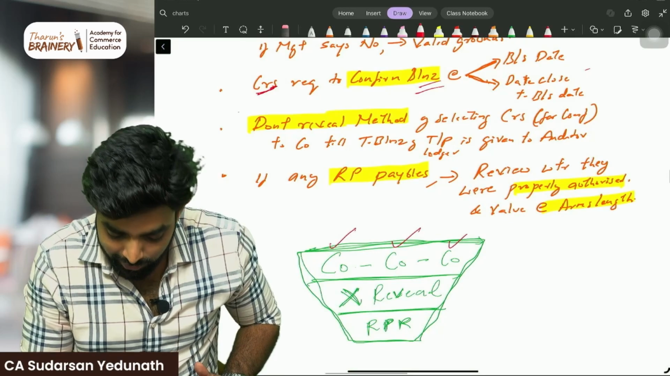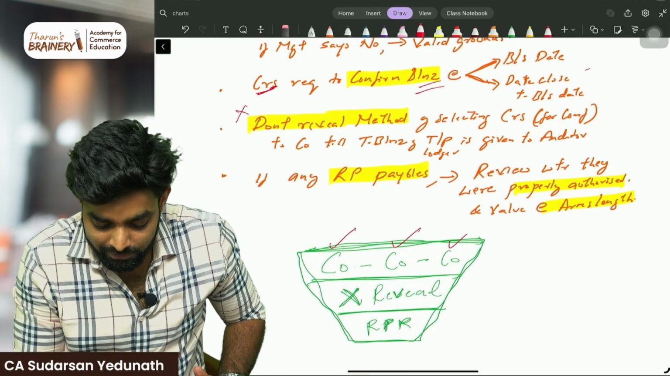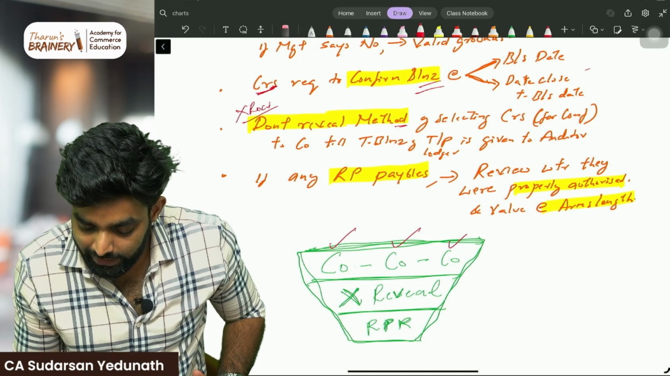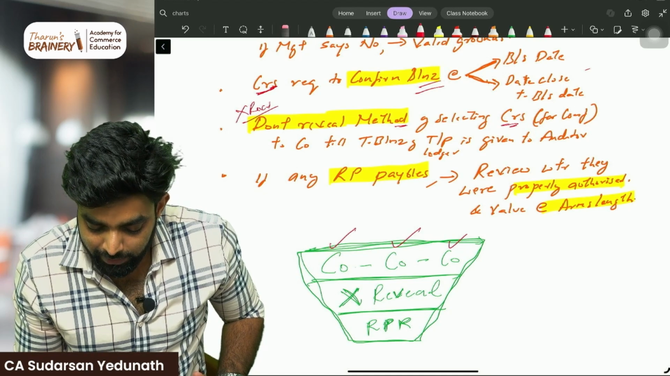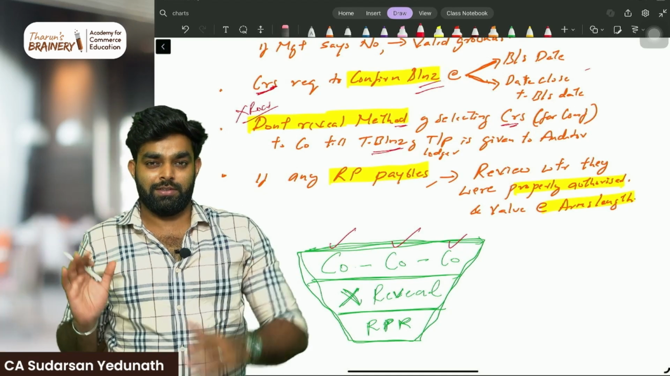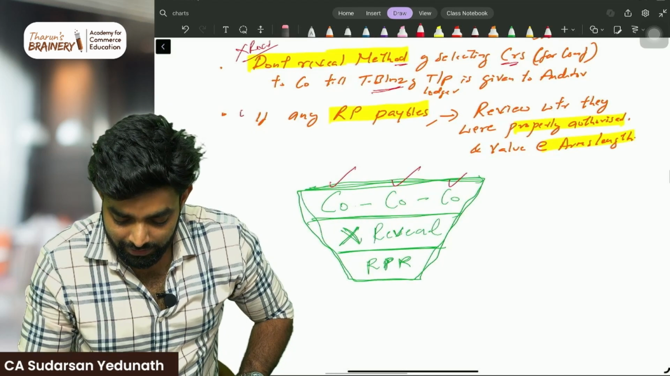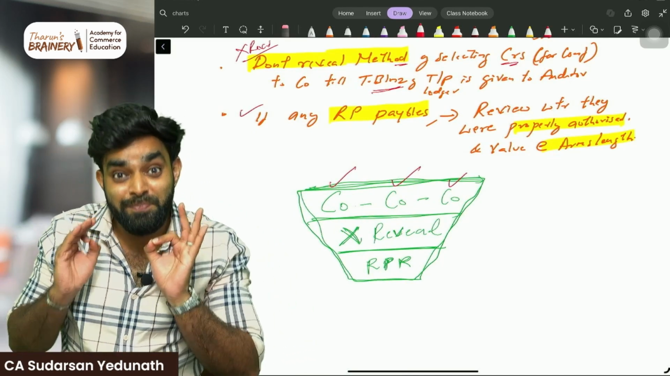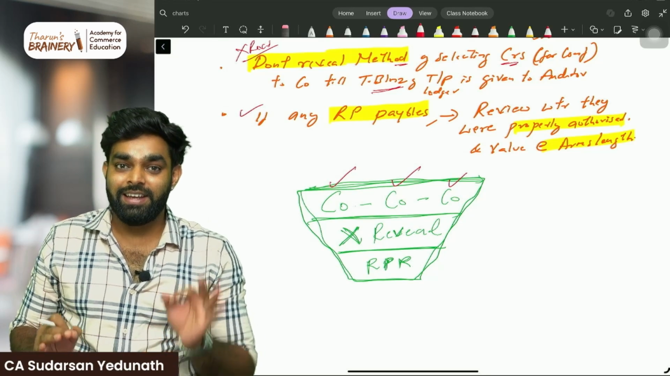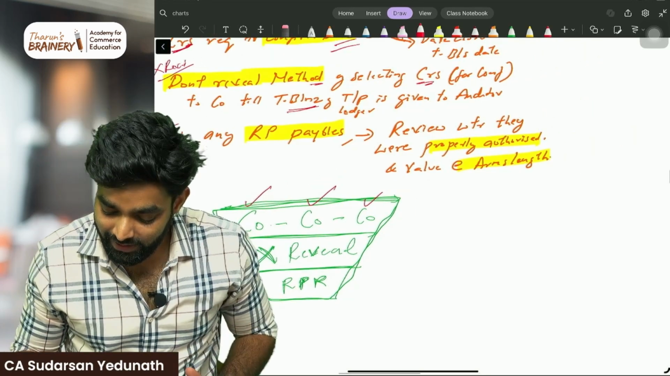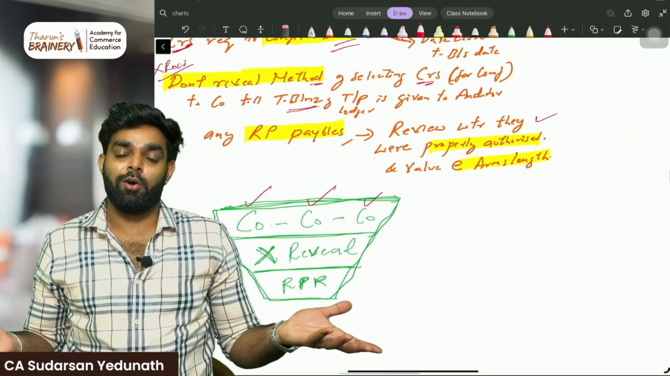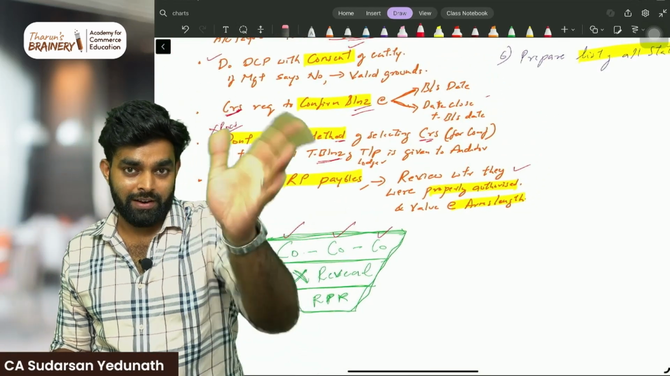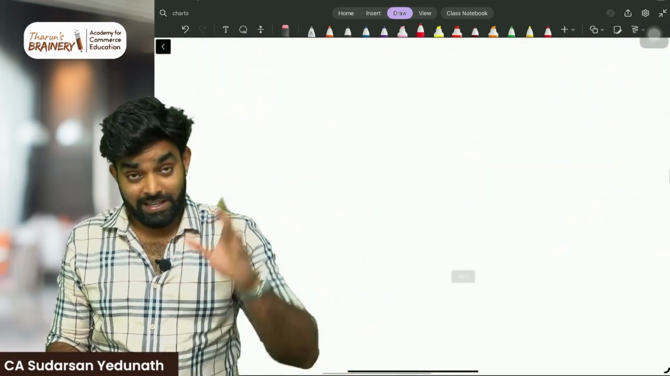Don't reveal. Here also, don't reveal the methods of selecting creditors to the company till the trial balance is given to the auditor, same as there. Then if there are any related party payables, review whether they were properly authorized and at arm's length price. Same. Don't reveal related party receivable. Simple. Same as what we learned there.